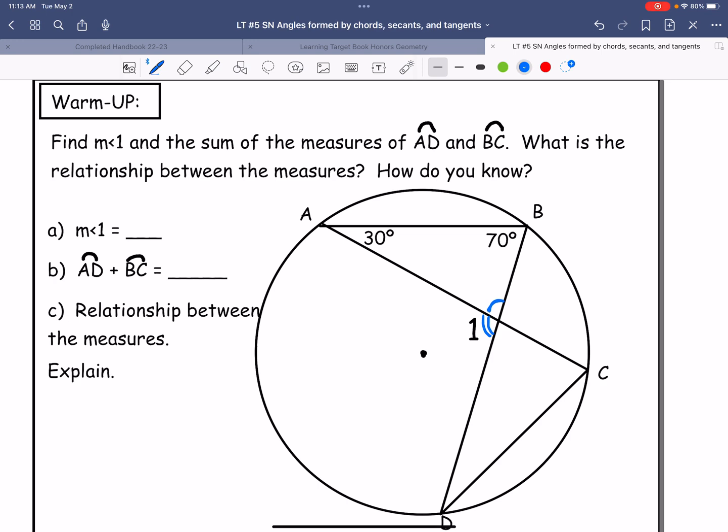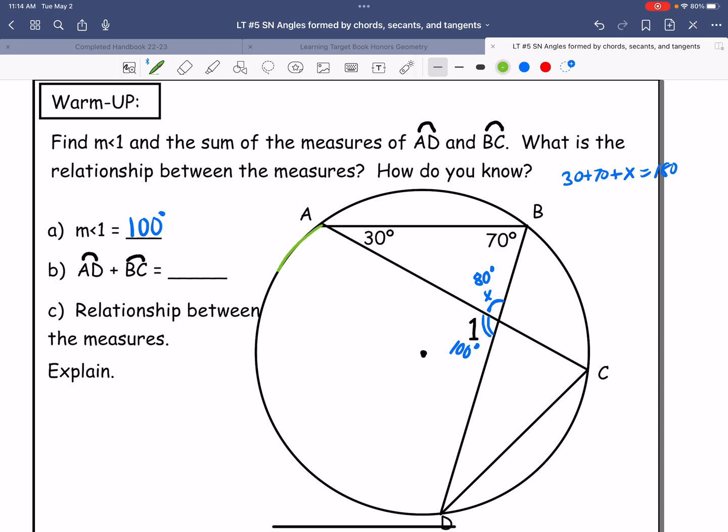And to get this angle here, we know that 30 plus 70 plus that angle x should equal 180 because all the angles of a triangle add up to be 180. So if we figure out 180 minus 70 minus 30, that gives us that this must be 80 degrees. And if x is 80 degrees, then angle 1 is 100 degrees. So we know that the measure of angle 1 is 100 degrees.